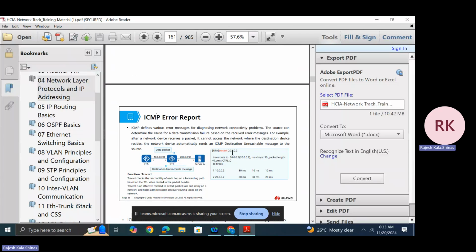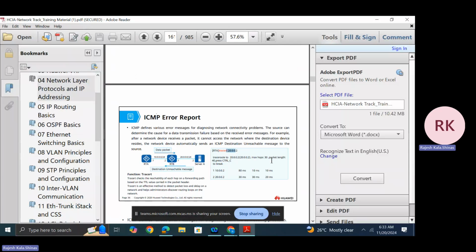For that, I'll use a command like traceroute. I want to check the reachability of each hop. It's an effective method to detect packet loss and delay. Why is there packet loss in the middle? Why is this much delay being taken? For that we use traceroute. I want to trace the route from router A to this particular device, the server address.